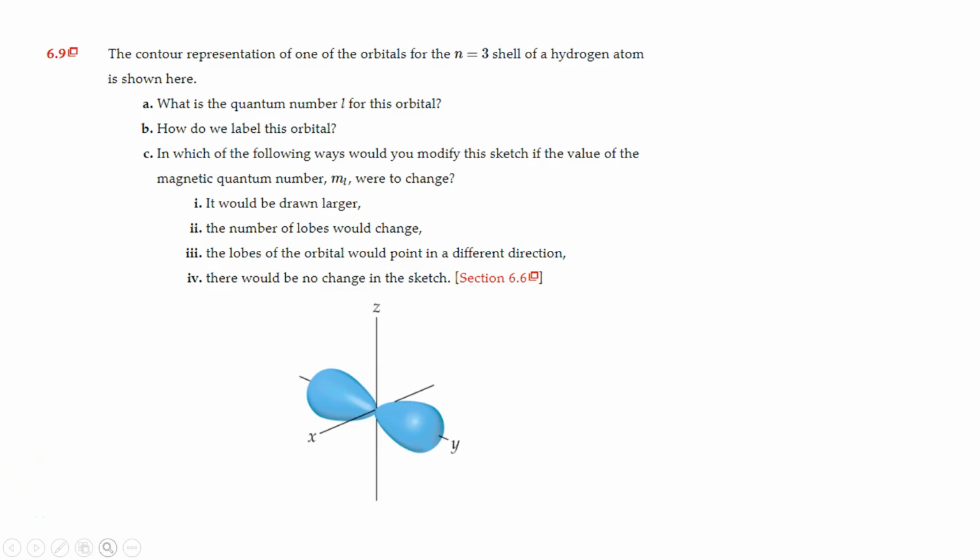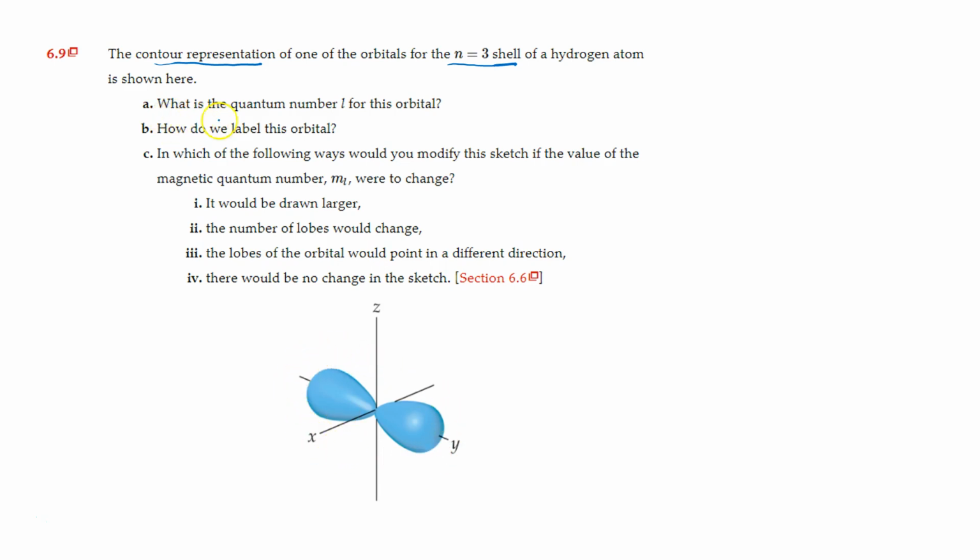Everyone, this video is going to be about quantum numbers, and we're going to be trying to visualize them as best we can. Here's an example homework problem, and it's telling us the contour representation, that's just referring to this diagram here, of one of the orbitals for the third shell of a hydrogen atom is shown. That's what we're looking at.